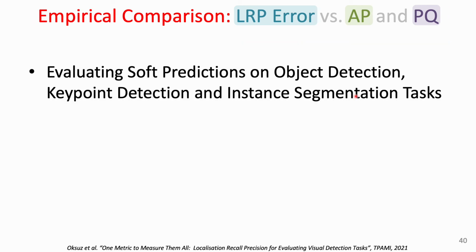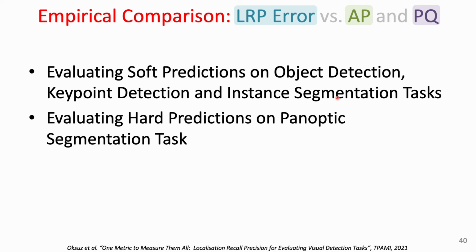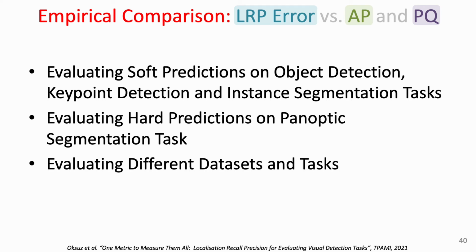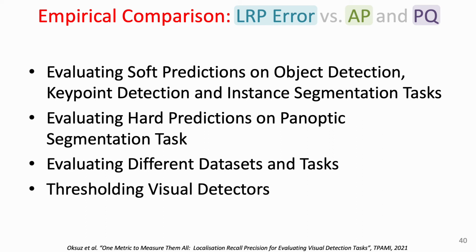Now let us look at some experiments that illustrate the use of these measures. We can look at soft detection problems, such as object detection, key point detection, and instance segmentation. We can analyze and compare these measures on hard detection problems, such as panoptic segmentation. We can analyze these measures on different datasets and different detection tasks. And we can show that LRP actually can be used for optimally thresholding a detector. But because our time is limited, we won't be able to look at all the empirical results that we have.